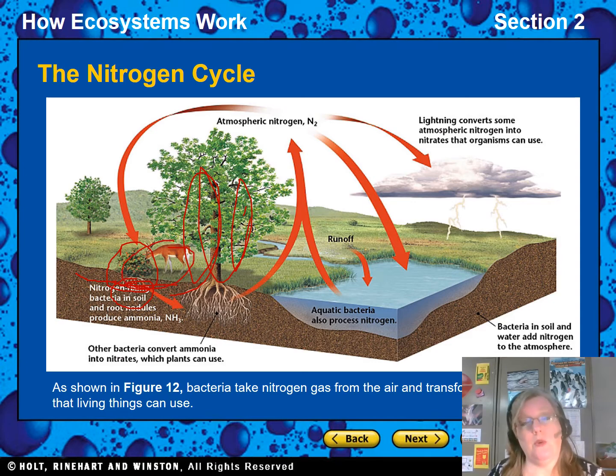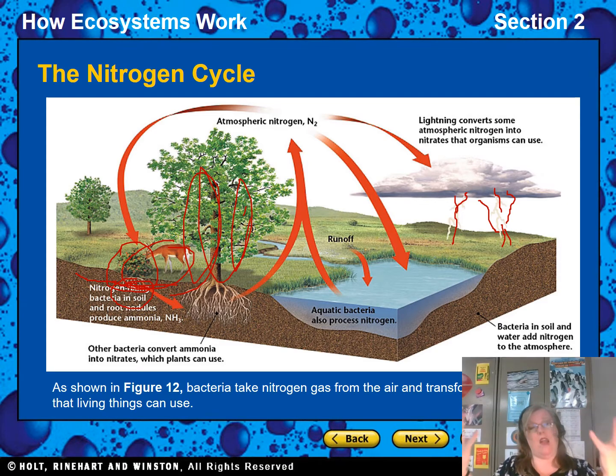Now, here's the cool thing. There is a bonus. Can you see that this is lightning over here? One cool thing about the nitrogen cycle is lightning. Remember we said the air is like 78% nitrogen. I'm going to talk about this, and there are parts of the notes about this in just a second. I just want to show you the picture. The air is 78% nitrogen.